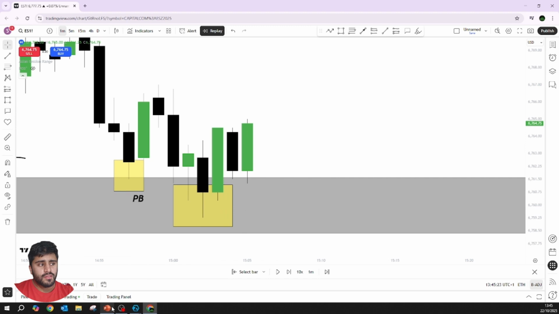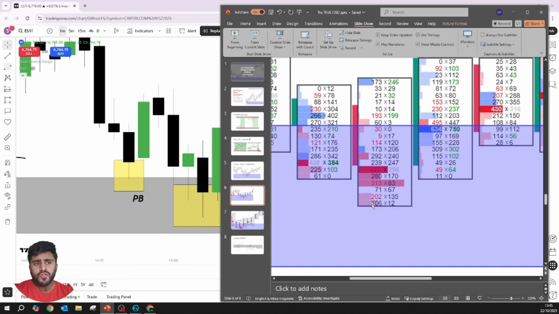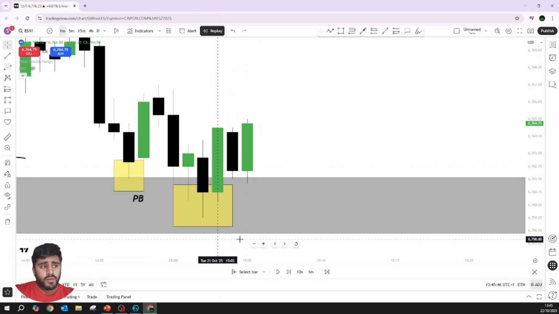Now in this region, let's look at the lower region, right? 106 for 12, 313 for 83, 280 for 170. We see a significantly more amount of aggressive sellers than aggressive buyers. The bid is a lot greater than the ask. The left number is bigger than the right number. There are more aggressive sellers than aggressive buyers. But despite that, this level, we don't break below this level on 2 attempts, right? We had 2 attempts and we break above the initial candle.